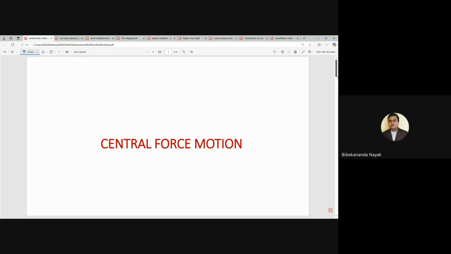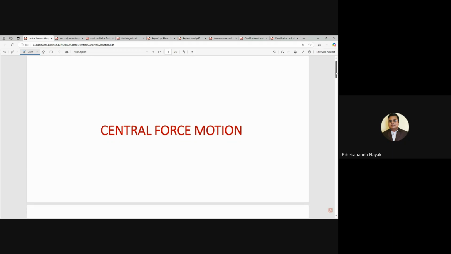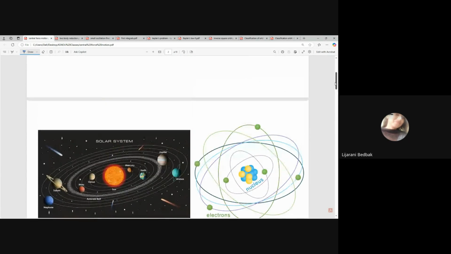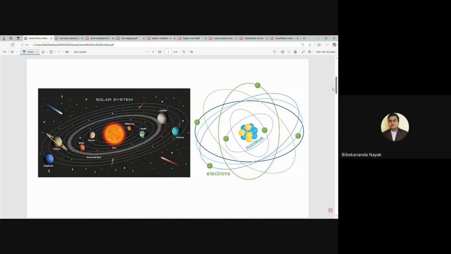Okay. Today we discuss central force motion and its applications. Whenever we discuss central force motion, there are two important examples due to which we exist here. One example is the stability of the atom, another is the stability of the solar system. In the solar system, all planets are revolving around the sun due to gravitational force.